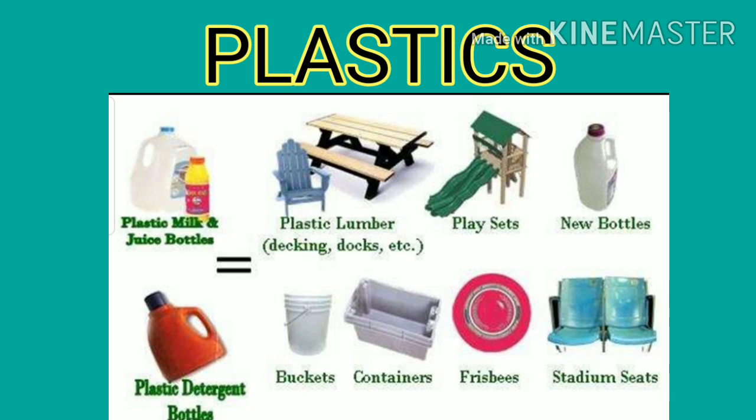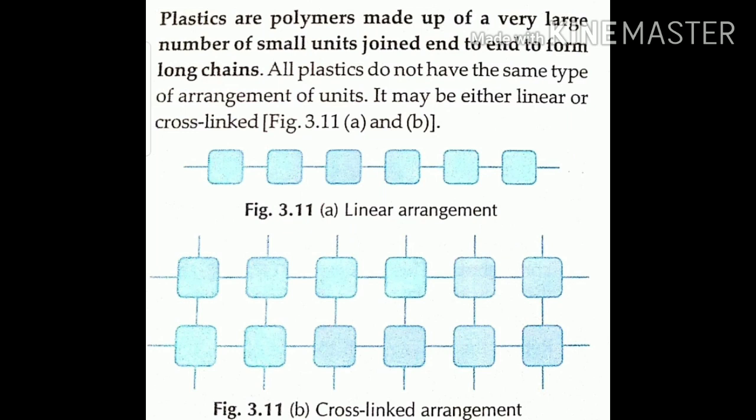But what are plastics? Plastics are polymers made up of a very large number of small units joined end to end to form long chains. But in all the plastics, the arrangement of these units is not the same. It may be either linear or cross-linked. Look at the first figure. In this, units are arranged in a linear manner. The second figure shows the arrangement of units in a cross-linked pattern.